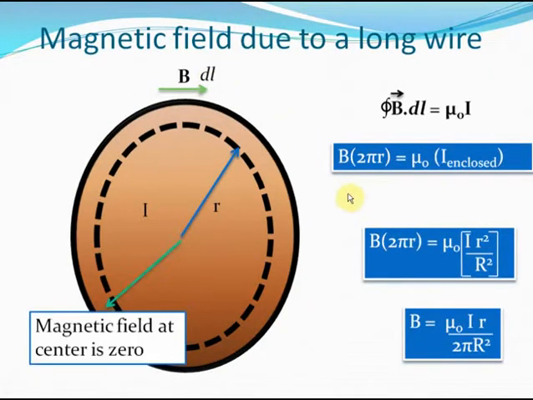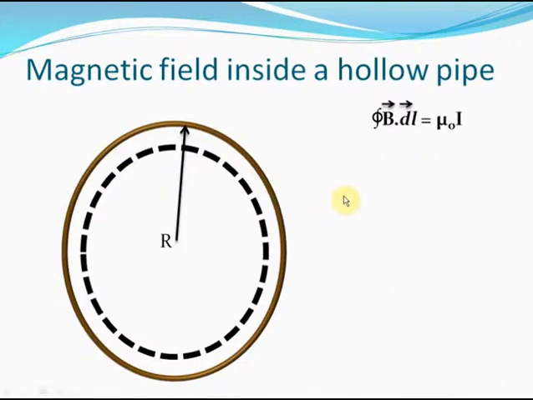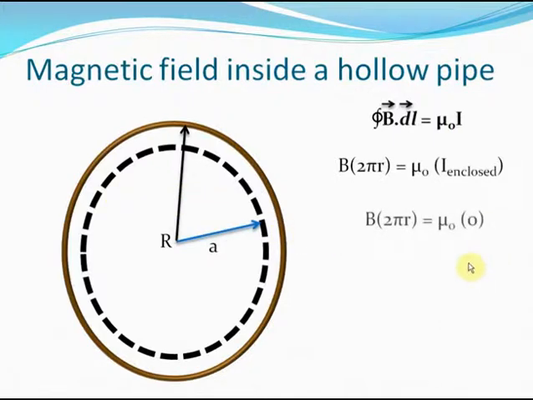Ampere's law can be similarly used to calculate the magnetic field inside a hollow pipe. Let's consider a hollow pipe like this, again, which carries a current I. Now if we take a circular loop inside this hollow pipe, that circular loop we've taken has a radius a. So B into 2 pi r is again mu naught into I enclosed. But since the pipe is hollow this time, I enclosed is 0. And so the net magnetic field inside a hollow pipe is always 0. This is an important fact often asked in competitive examinations and you have to remember it.